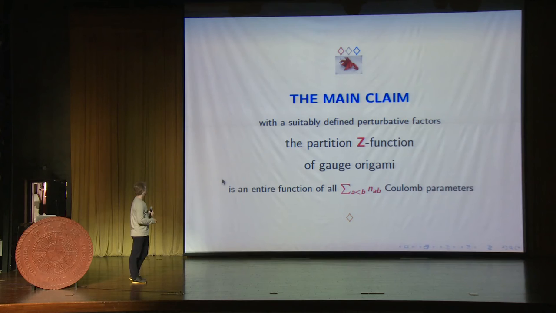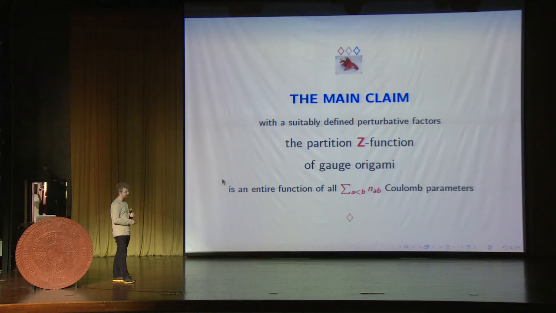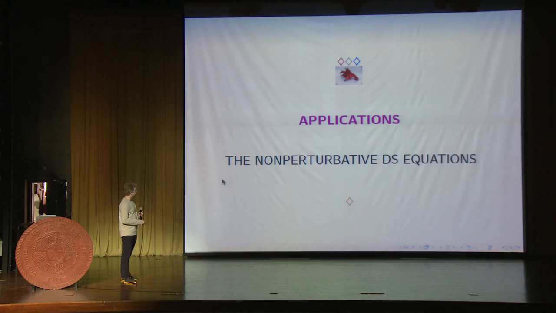And the partition function of the statistical mechanical model is the partition function of what I call the gauge origami, which is also the partition function of this union of gauge theories. And the main claim is that as a function of Coulomb parameters, which physically are the separations of these stacks of branes in the remaining transverse two dimensions, this partition function has no singularities. And so the fact that the partition function has no singularities, by expanding it in the powers of the Coulomb parameters and setting to zero the coefficients in all negative powers, you get a bunch of identities, which are the non-perturbative Dyson-Schwinger equations.